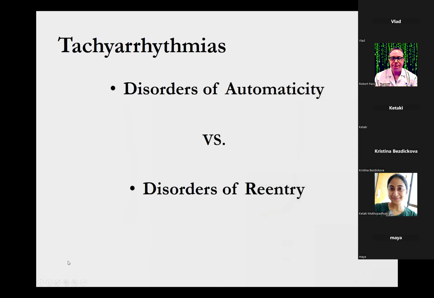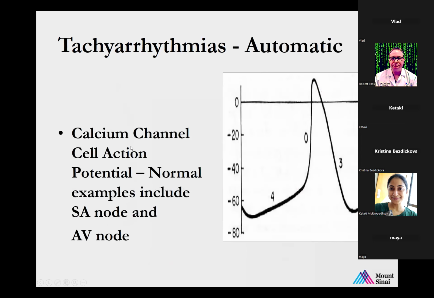All right, so let's now talk about tachycardias. And there are really, again, 2 types of tachyarrhythmias clinically, and those are disorders of automaticity and disorders of reentry. I would remind that the calcium channel cell action potential looks something like this. And the areas of highest degree of automaticity in the heart are the sinus node and the AV node. The sinus node has the greatest degree of automaticity. The AV node is probably number 2 in most patients.